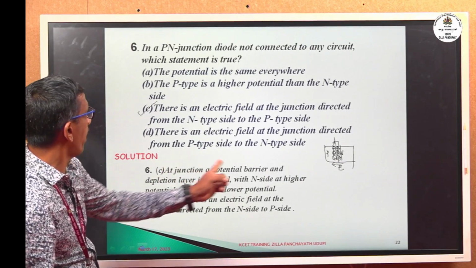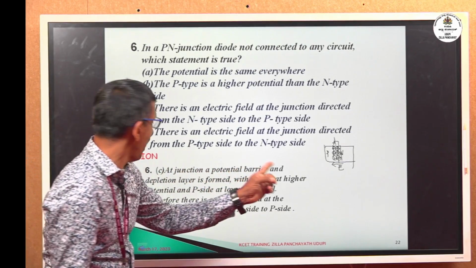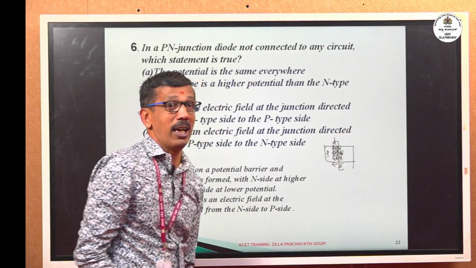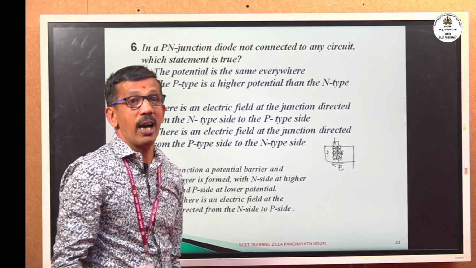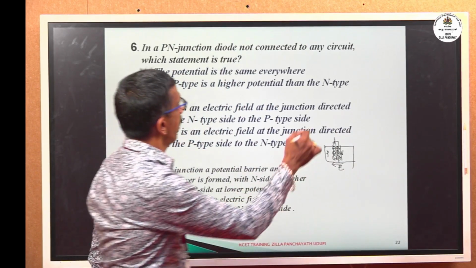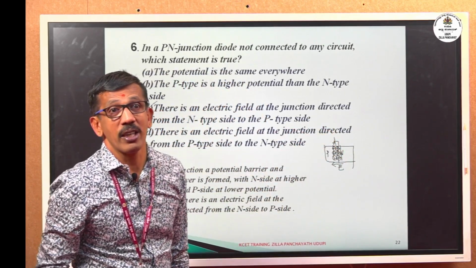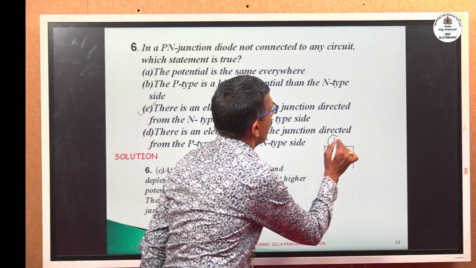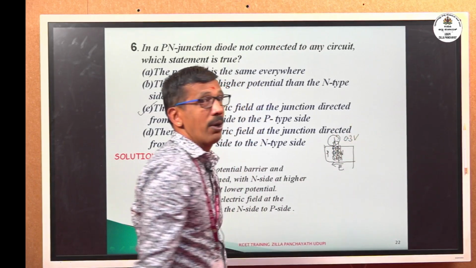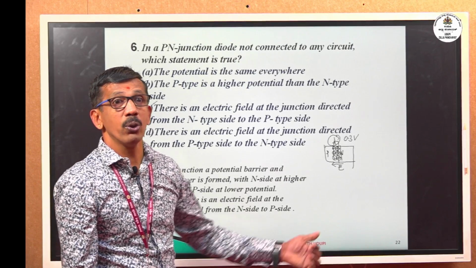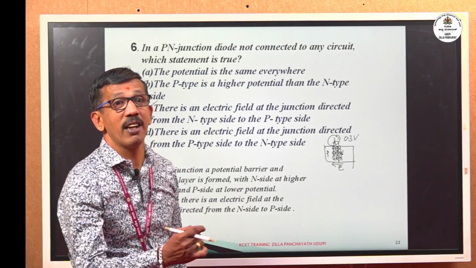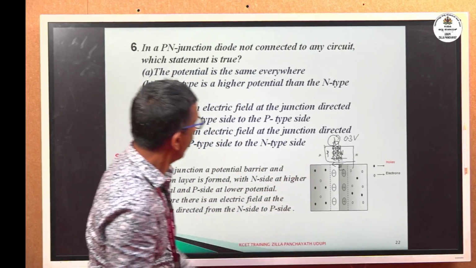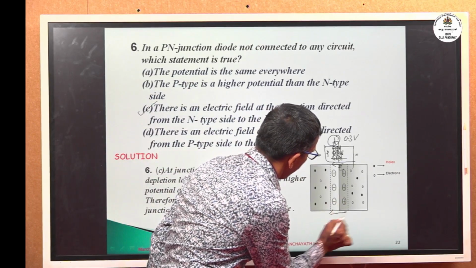See, at the junction a potential barrier and depletion layer is formed with N side at higher potential and P side at lower potential. N side ಅಲ್ಲಿ pentavalent impurity ions ಇರುವುದರಿಂದ, immobile ions ಇರುವುದರಿಂದ ಅಲ್ಲಿ higher potential ಇರ್ತದೆ near the junction, and P side ಅಲ್ಲಿ trivalent impurity ions ಇರುವುದರಿಂದ, acceptor impurity ions ಇರುವುದರಿಂದ negative terminal ಇರ್ತದೆ. The potential barrier value is 0.3 volt for germanium diode, 0.7 volt for silicon diode. Due to this barrier potential, there exists an electric field across the junction from N side to P side. Just you see the diagram here. See this. This is the electric field across the junction.